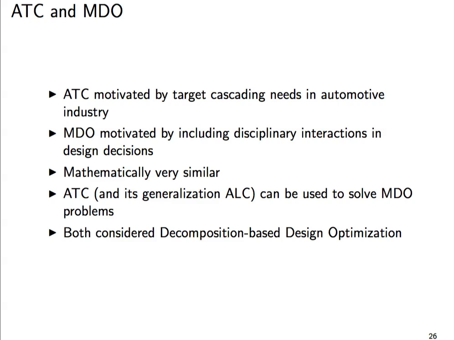Before we end, it's important to take a moment to discuss how ATC relates to multidisciplinary design optimization methods, or MDO methods. While ATC and some MDO formulations are mathematically similar, they were developed for completely different reasons. ATC was motivated specifically by the need to identify high-quality targets for subsystems with the objective of reducing manual design iterations. It was inspired by heuristic target cascading processes used in industry and was developed to be a mathematically rigorous alternative to manual target cascading.